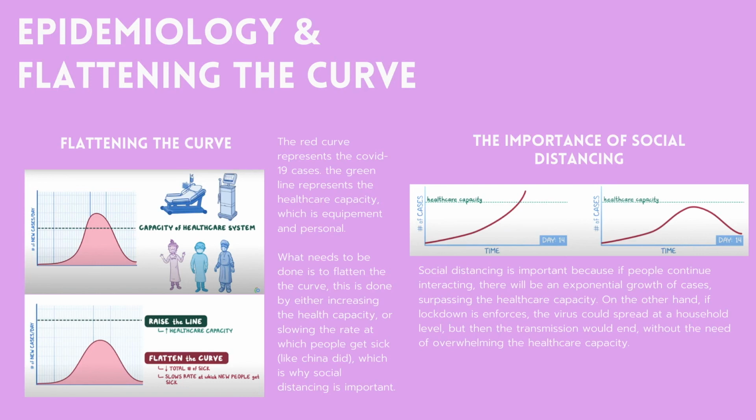Social distancing is important because if some people continue interacting, there will be an exponential growth of cases, surpassing the healthcare capacity. On the other hand, if lockdown is enforced, the virus would spread to a household level, but then the transmission would end, without the need of overwhelming the healthcare capacity.